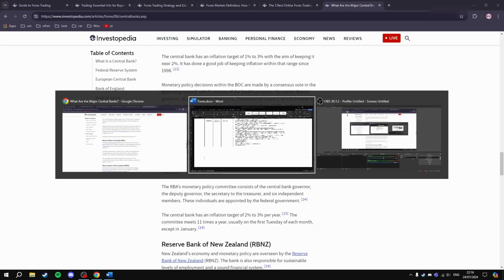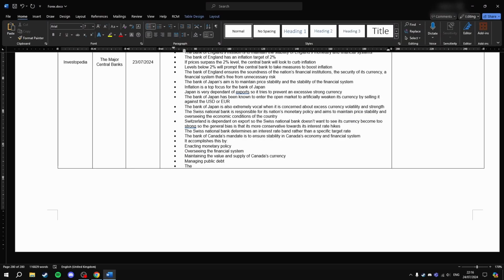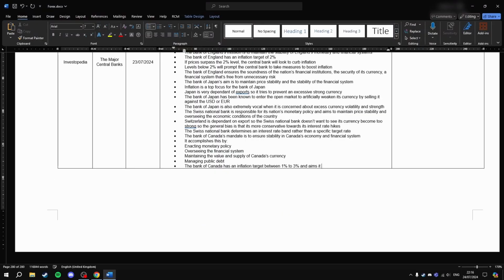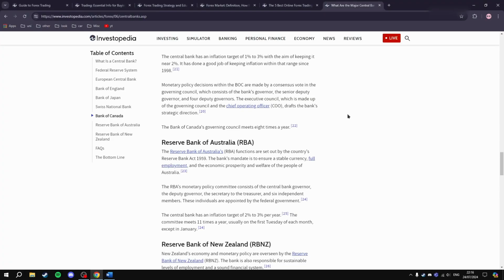So the Bank of Canada has an inflation target between 1% to 3%, and aims to keep it near 2%. It's done a good job of keeping inflation within that range since 1998.